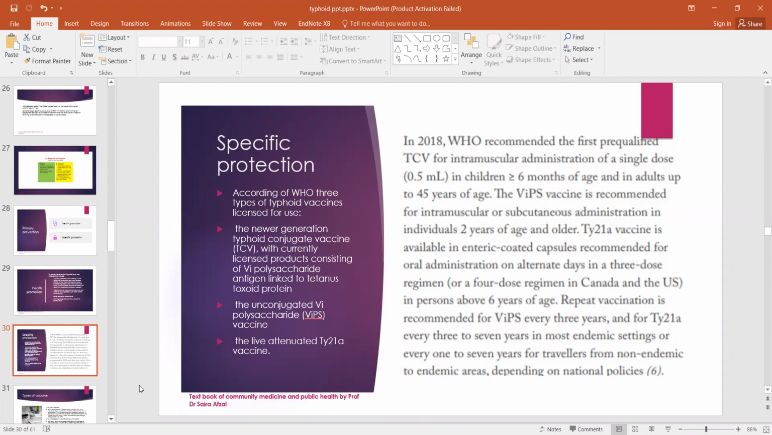Repeat vaccination is recommended for the unconjugated polysaccharide vaccine every 3 years and Ty21a every 3 to 7 years in most endemic settings, or every 1 to 7 years for travelers from non-endemic to endemic areas, depending upon the national policies.